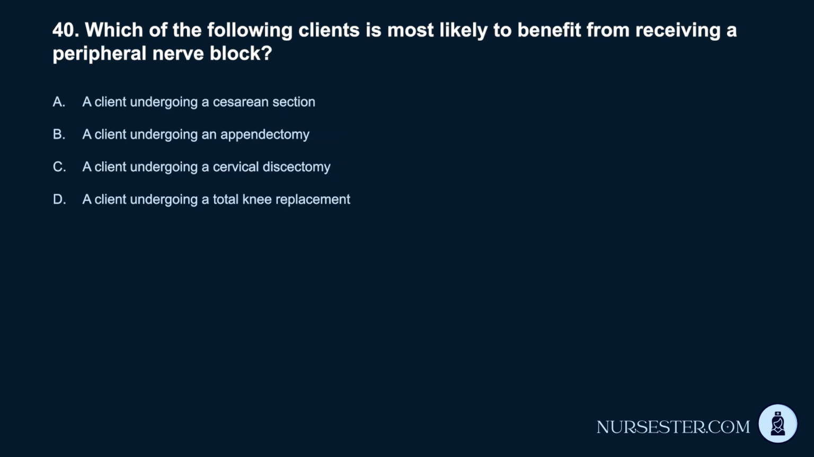40. Which of the following clients is most likely to benefit from receiving a peripheral nerve block? A. A client undergoing a cesarean section. B. A client undergoing an appendectomy. C. A client undergoing a cervical discectomy. D. A client undergoing a total knee replacement. Correct answer: D. A client undergoing a total knee replacement.